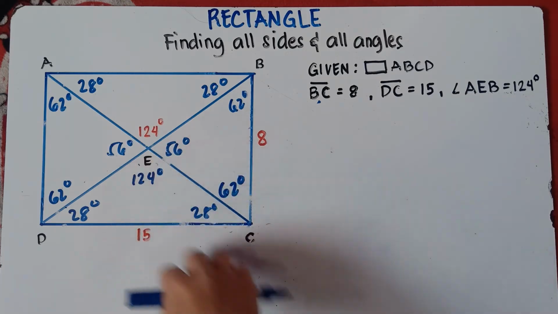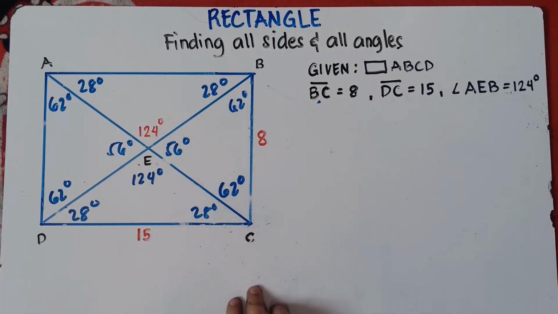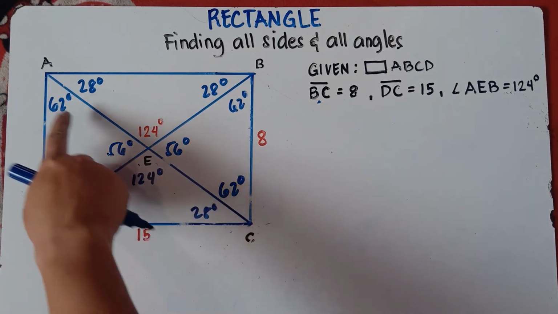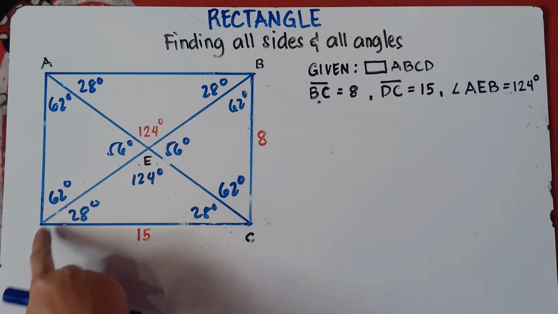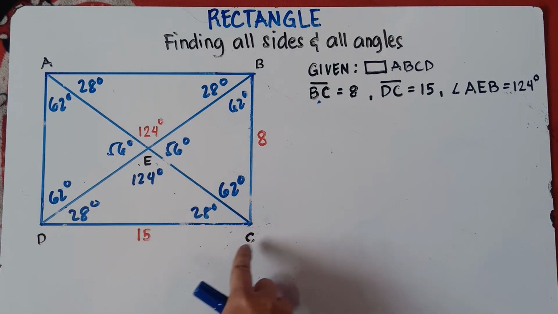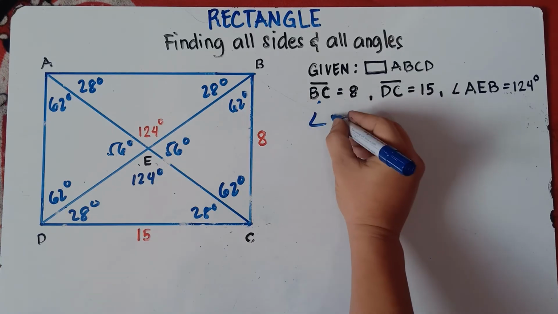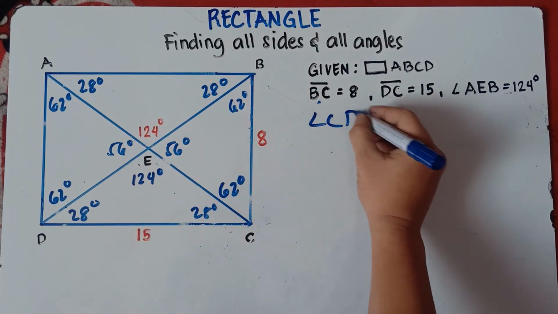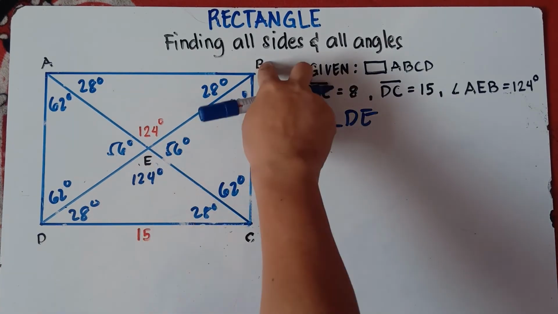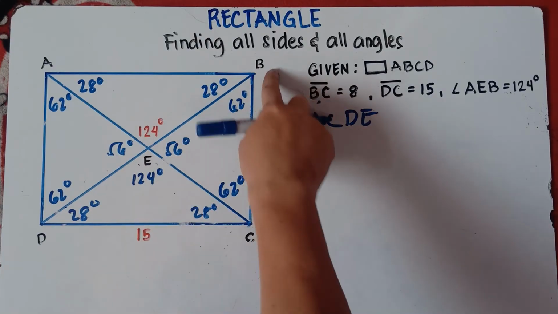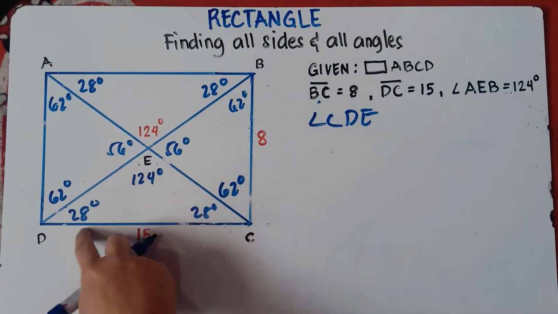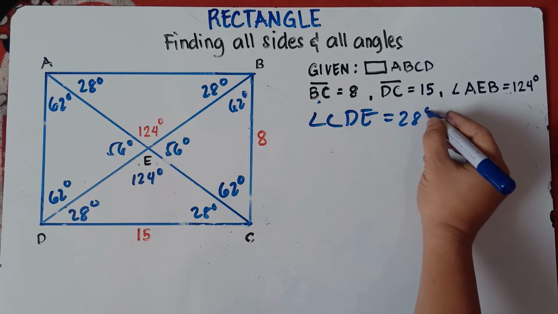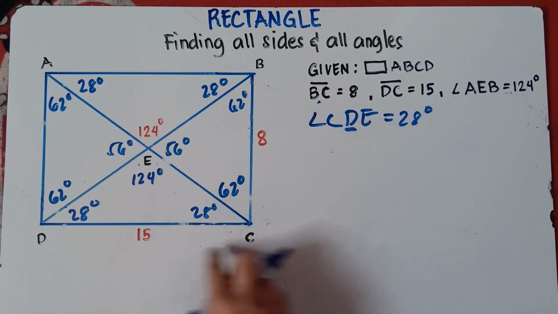Alright, so we're done with all angles, class. Done with all angles. All set. Once again, if you want to name this one, just naming this one, you can have angle CDE. So angle CDE or angle CDB. That's actually the same. CDB or CDE. That's 28 degrees. So always look at the middle part.